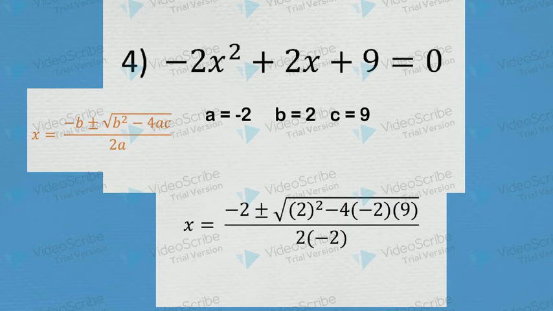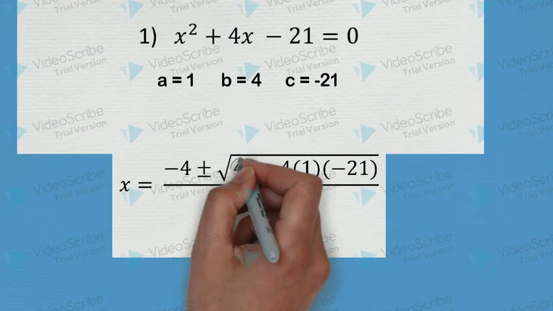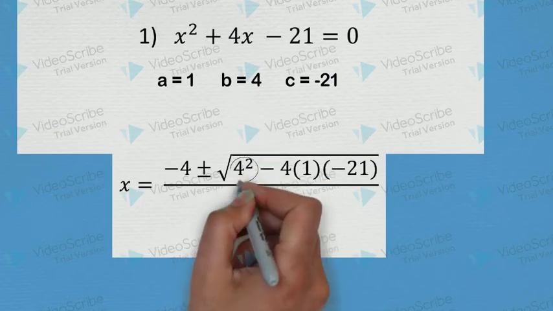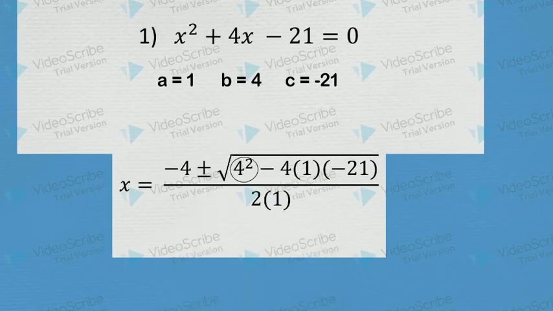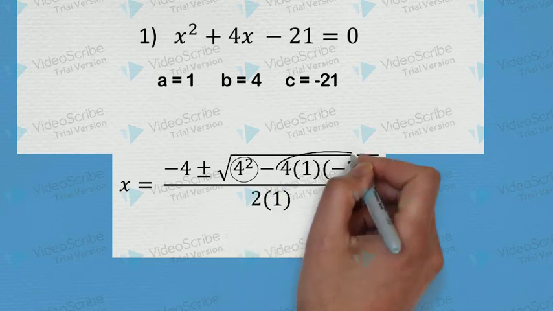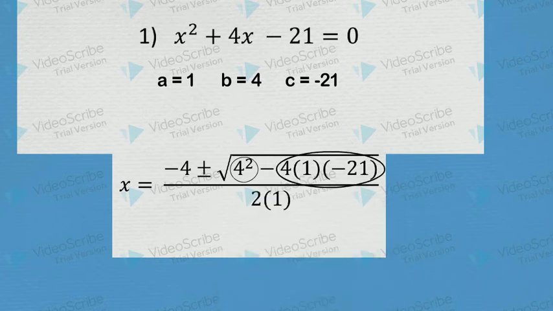Okay, great. Now that we know how to identify a, b, and c, and we can substitute these values into the quadratic formula, let's solve so that we can find the roots. Remember I said to leave some space for solving. Let's go back to number 1. Let's solve the quadratic formula for number 1.